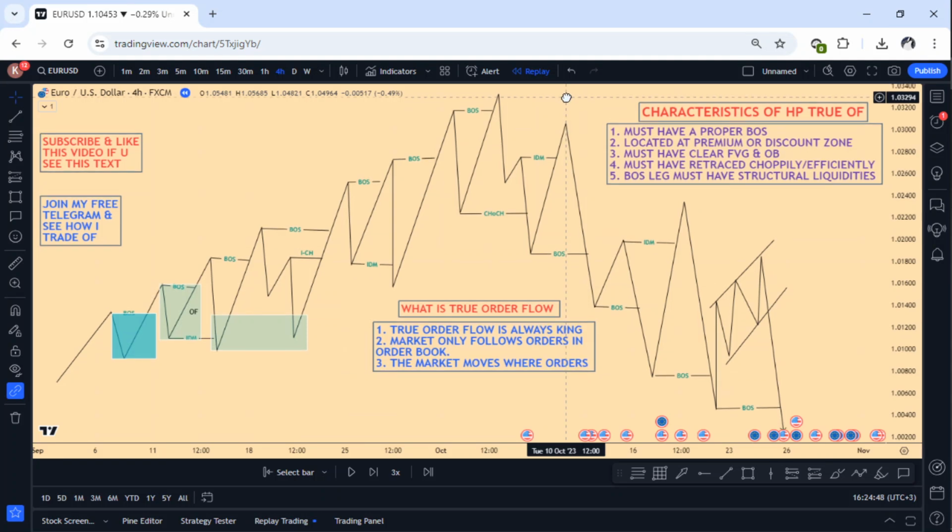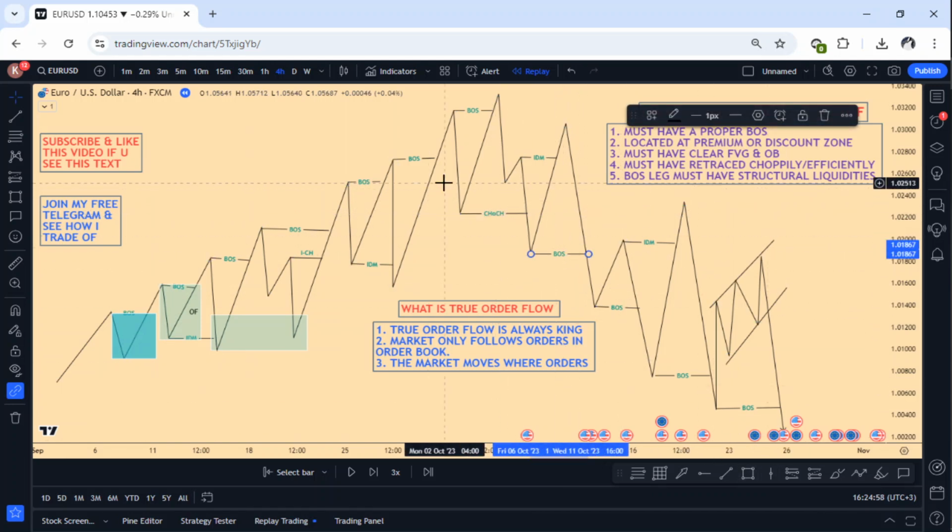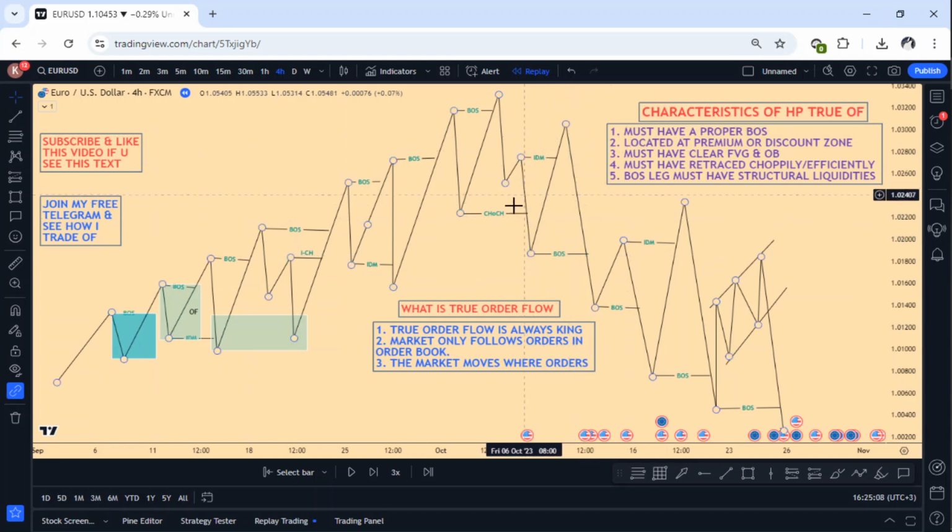Don't get it twisted. Just know that the only thing that confirms that this is truly change of character is when we have the second break of structure, which is here. That is why some people call this just a sweep, and this is change of character. Sorry for that. So when this breaks, there is high probability that this market is going to continue selling.